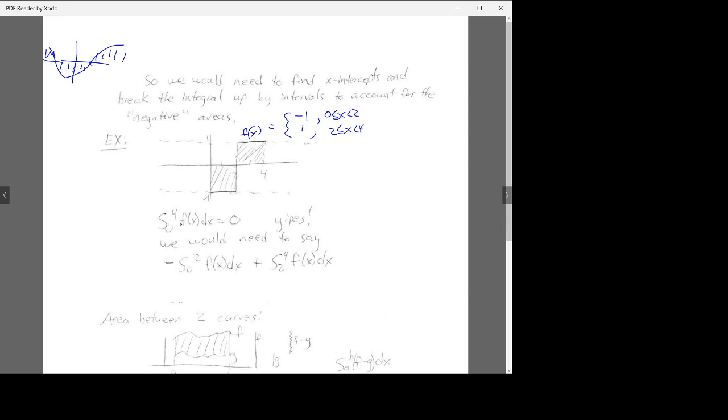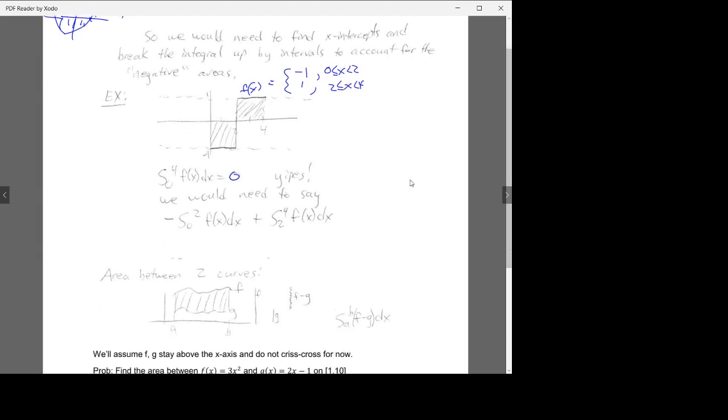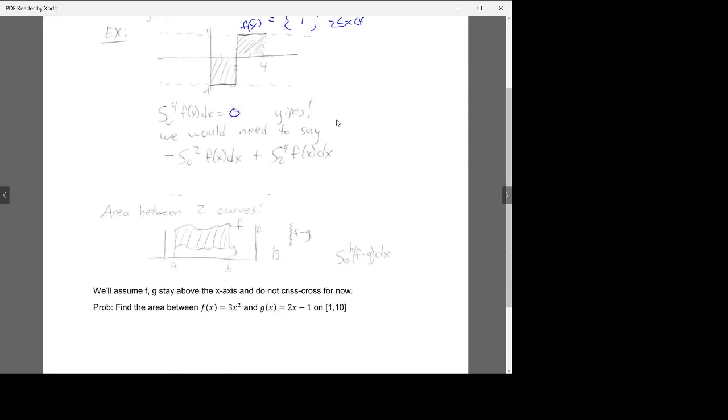So instead of trying to find this, which if you did, you'd say, oh, it's going to be 0, because we have a negative and a positive, we would just break it into two things. So we'll have minus 0 to 2, and then 2 to 4, just like that last problem. And that will work fine.